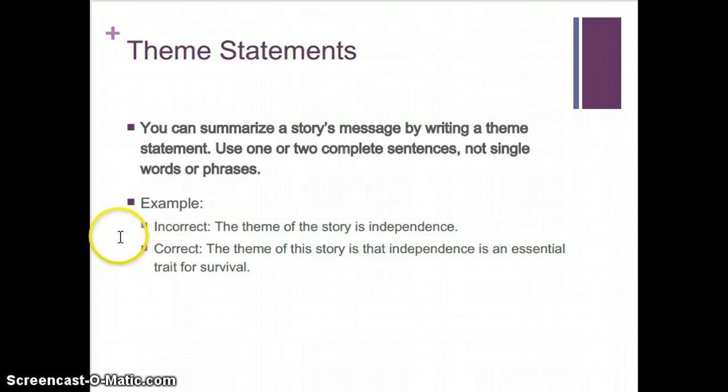So here are some examples. This ties into what I said in the previous slide. Maybe independence plays a major role within whatever novel you're reading. But it is incorrect to state that the theme of the story is independence. Independence is a concept. That's the abstract idea that's being woven throughout the story. It is an issue, but independence in and of itself is not a theme. So we may turn this into saying that the theme of this story is that independence is an essential trait for survival. This one tells us the impact of independence on the story. What can we say about independence based on what goes on in the book?